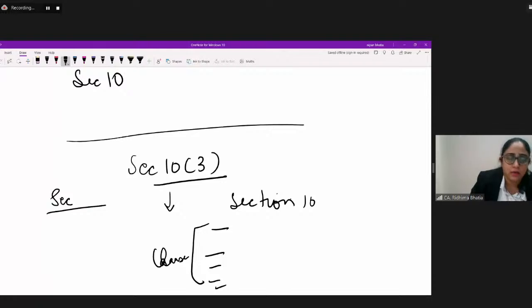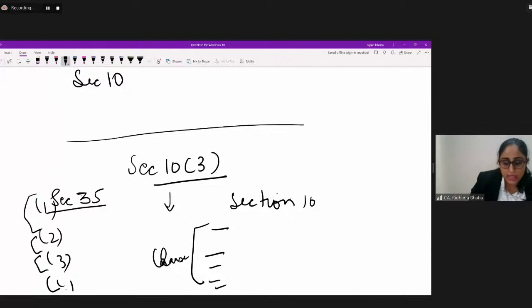say any of your favorite section, say section 35. Now to understand section 35(1), I have to understand subsection 1, subsection 2, subsection 3 and 4. So these all paragraphs are my subsections. Similarly, section 2 has the clauses.